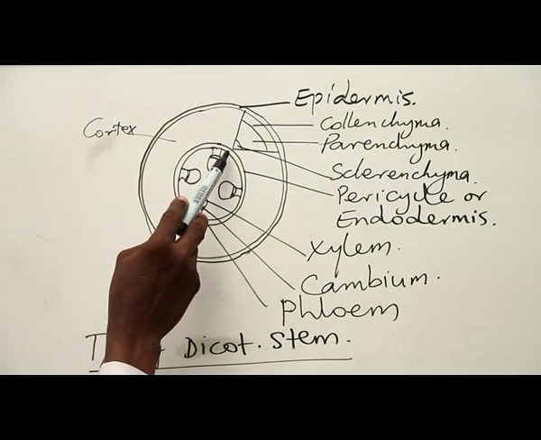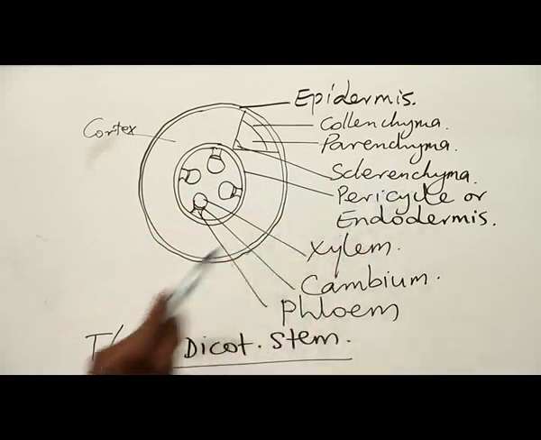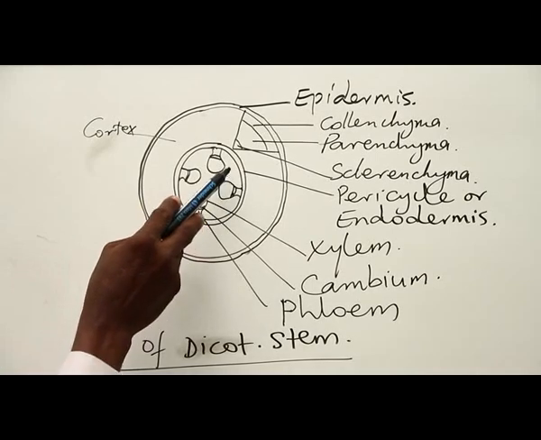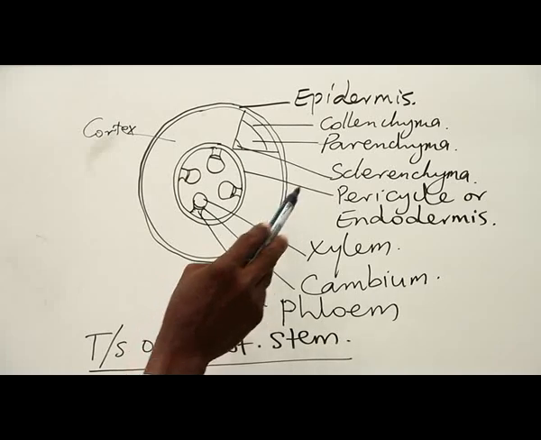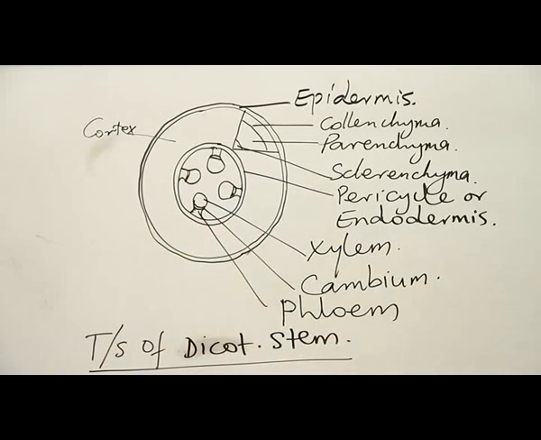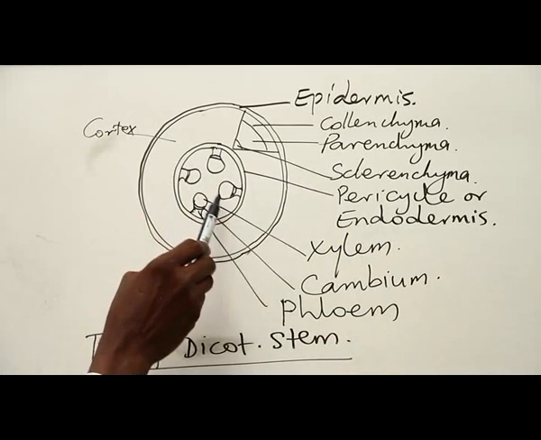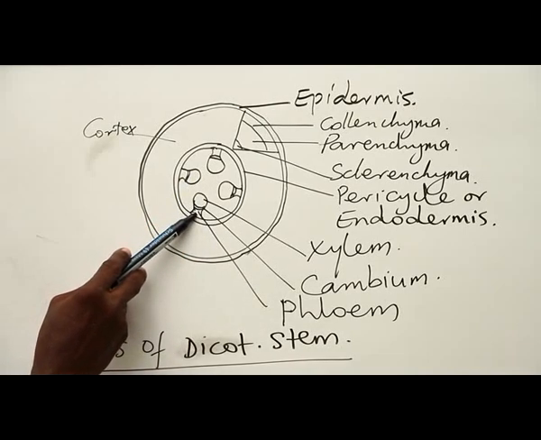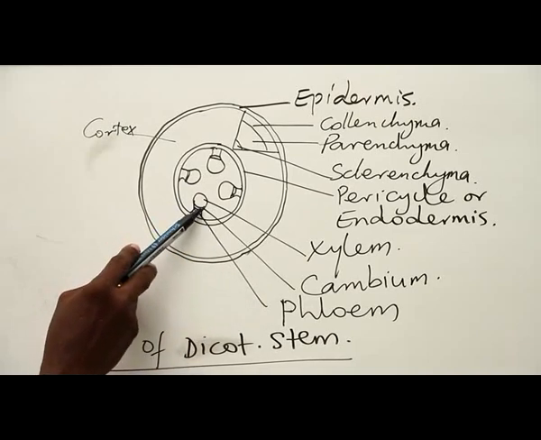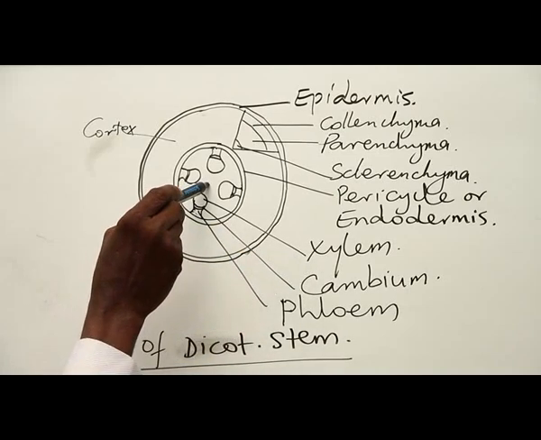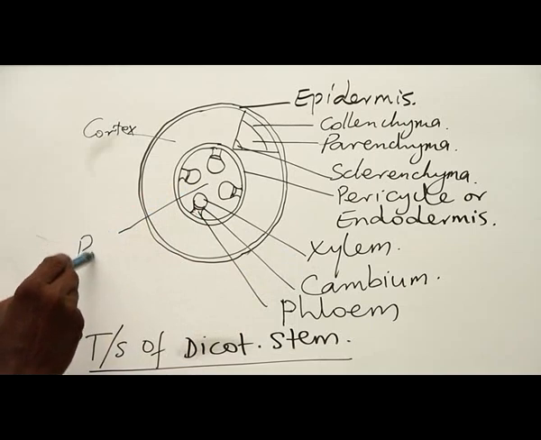Then towards the inner core, you have sclerenchyma that may make up the pericycle, but in some plants it's separated from the pericycle. So the pericycle, and in some plants the endodermis, is for storage of food. Then when you enter the inner core, you have the vascular bundle. The vascular bundle is made up of the phloem, then a ring of meristematic tissue, the cambium, and the xylem. Then inside we have the pith.